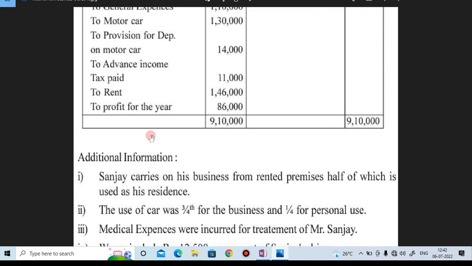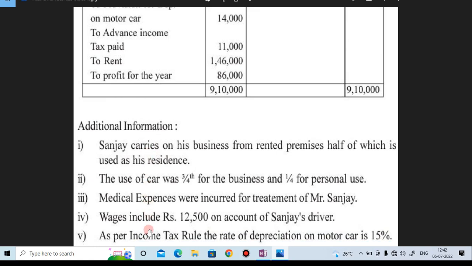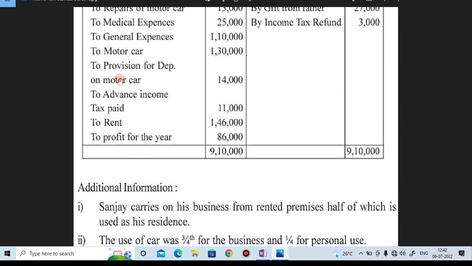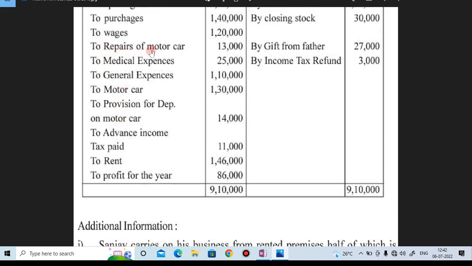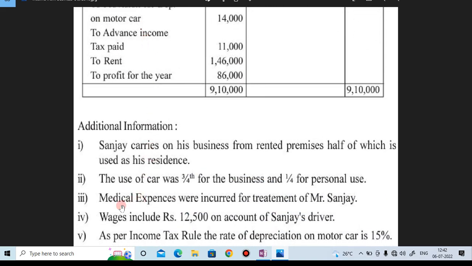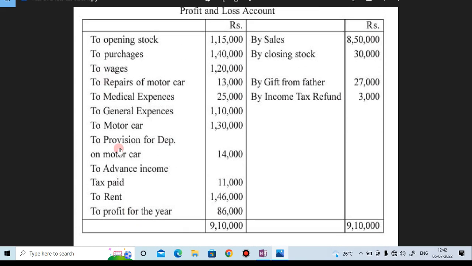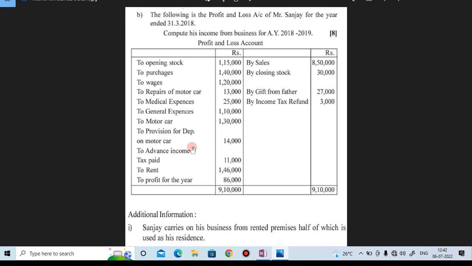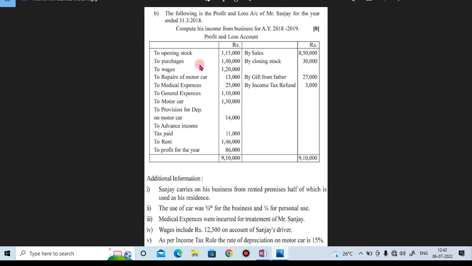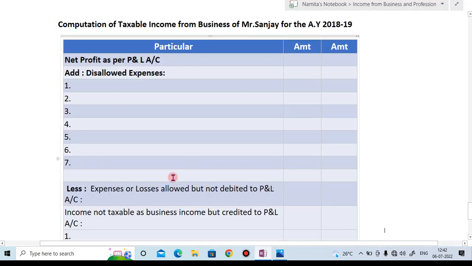Okay. So now total how many informations are provided? Total 5 informations are provided. So first is on rental basis, so on rent there is adjustment. Then the use of car means on repairs of motor car there is adjustment. Medical expenses adjustment, and wages also there is adjustment. Okay. So now we have to compute the income from business of Mr. Sanjay. So you have to prepare the format.